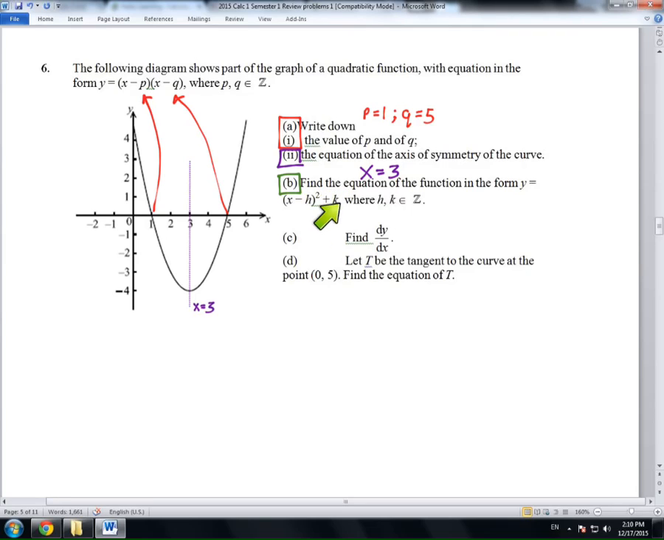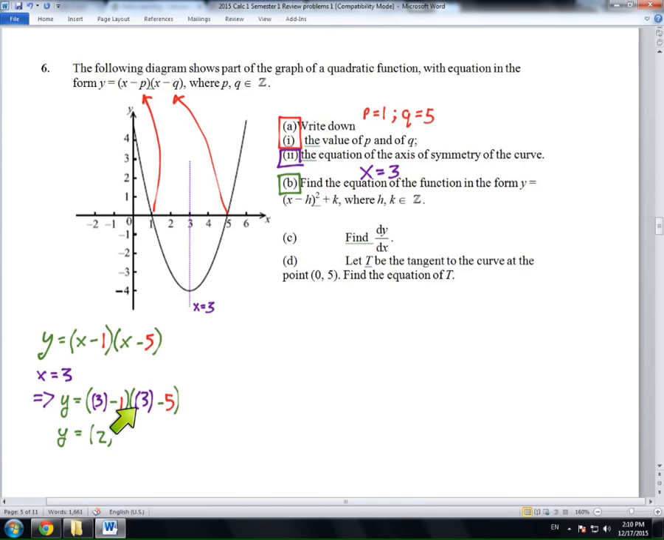Now I'm asked to find the equation in what is called vertex form, where h, k represents the vertex of the parabola. This is in intercept form. I'm going to take that given form with the p and q values in place, and I know that when x equals 3, I'm going to be at wherever my vertex is. Looks like it's going to be negative 4 according to the graph. To verify, put in 3 for x, put in 1 for p, and 5 for q, and I get y equals negative 4. So 3, negative 4 is the vertex of the parabola, therefore x minus 3 squared minus 4 represents the equation in vertex form.